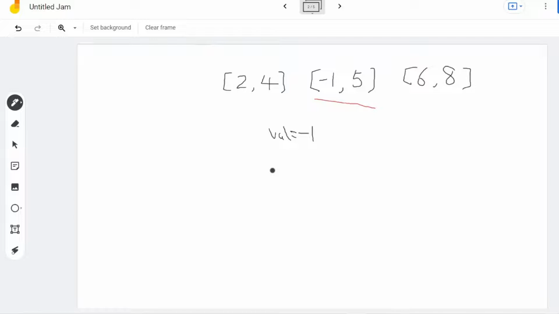Then compare the left endpoint of those intervals with -1. We found interval 2, 4 and the interval 6, 8 are all on the right side of the integer -1. So the root node has a value -1 and the interval is from -1 to 5. Now we repeat the same process for the remaining intervals, which are interval 2, 4 and the interval 6, 8. We end up with the interval tree looking like this.